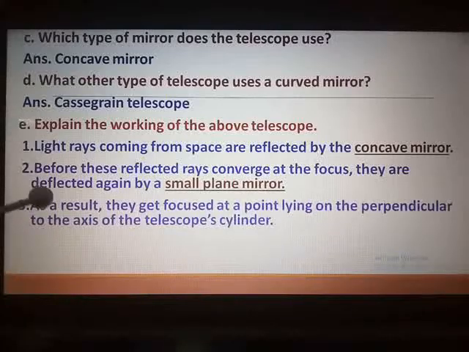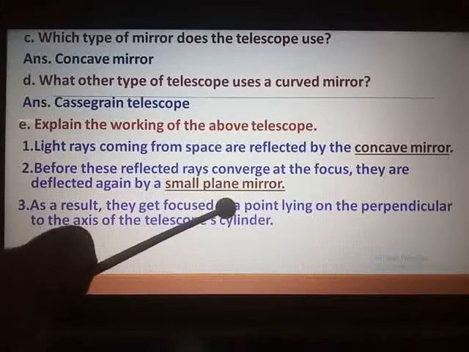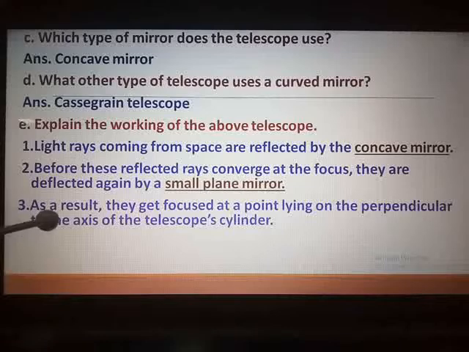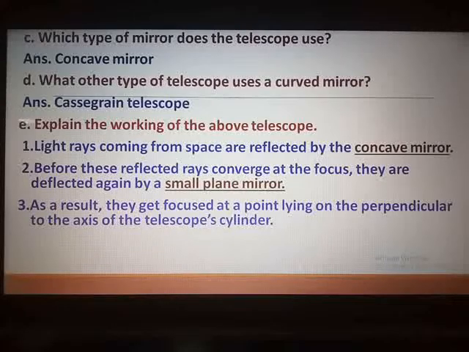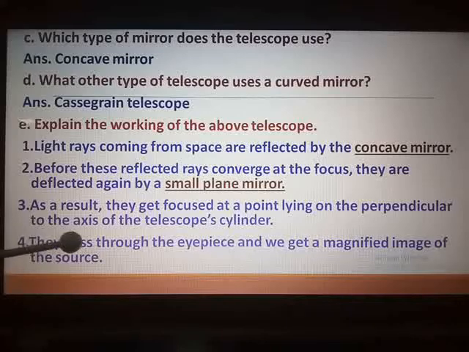Third point, as a result, they get focused at a point lying on the perpendicular to the axis of the telescope's cylinder. Point number 4, they pass through the eyepiece and we get a magnified image of the source. I hope you have got the answer very clearly. So we have finished with question number 5.